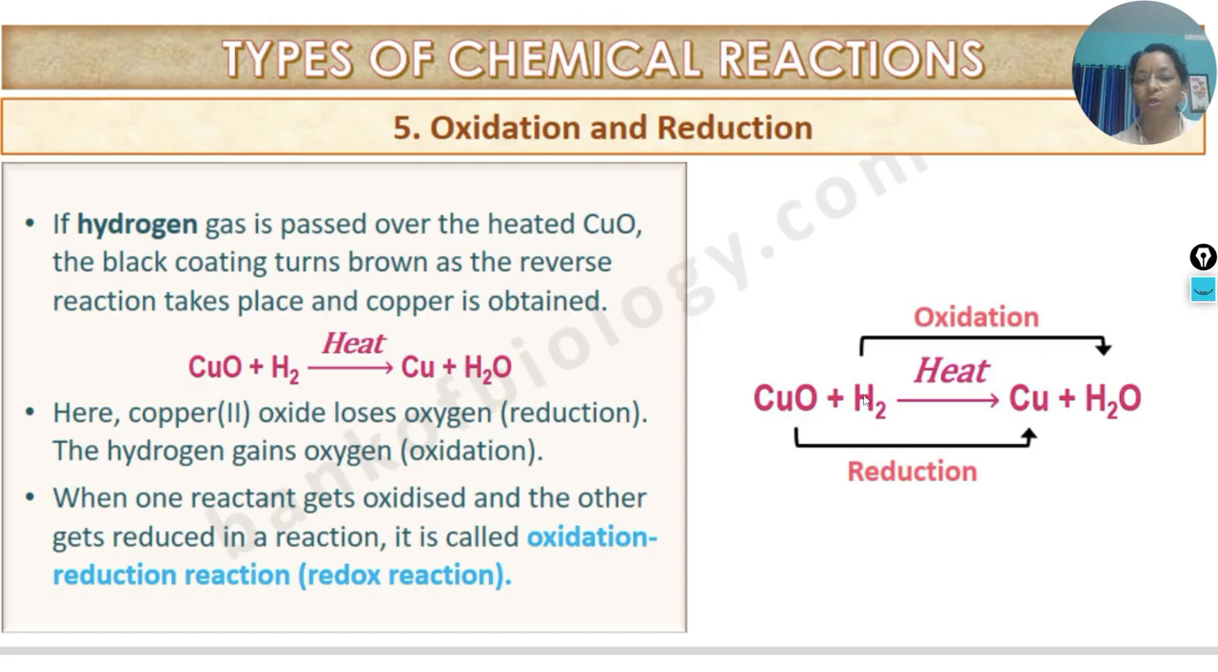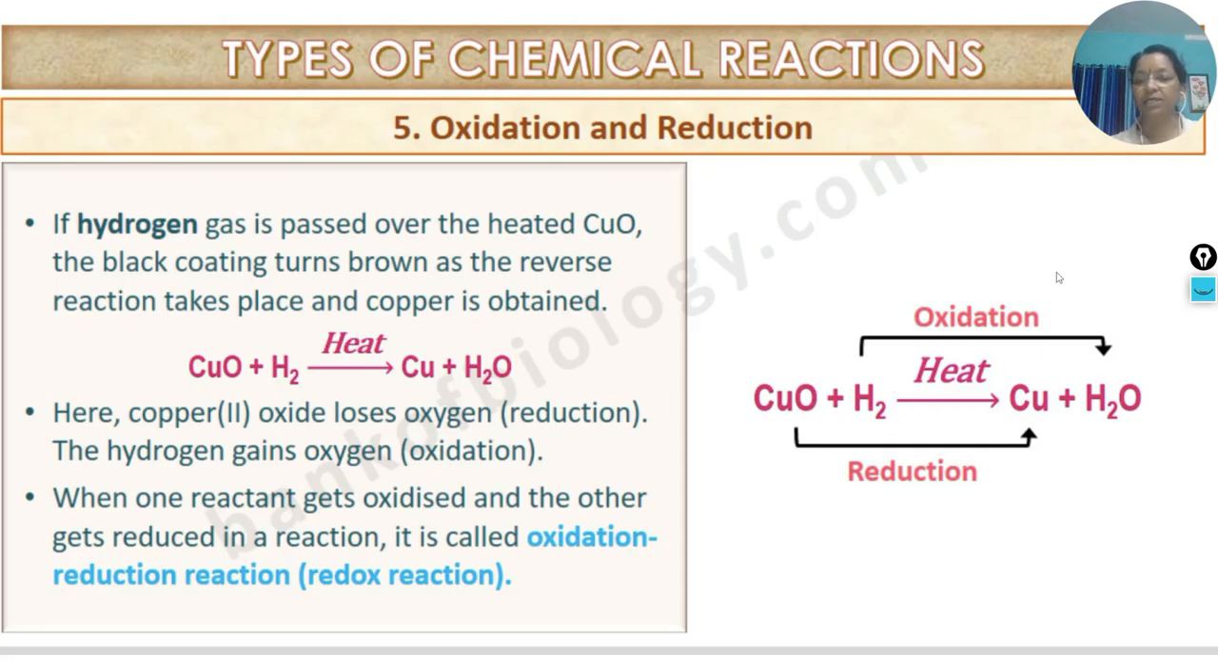Who causes oxidation of hydrogen? Copper oxide, so we can call it the oxidizing agent. What happens to copper oxide? It gets reduced. Who causes it? Hydrogen. So hydrogen is called the reducing agent. Whoever causes reduction is called the reducing agent, and whatever causes oxidation is the oxidizing agent. Here copper oxide is the oxidizing agent, whereas hydrogen is the reducing agent.